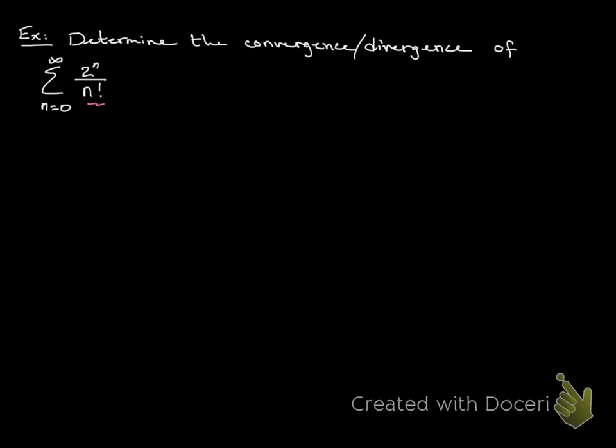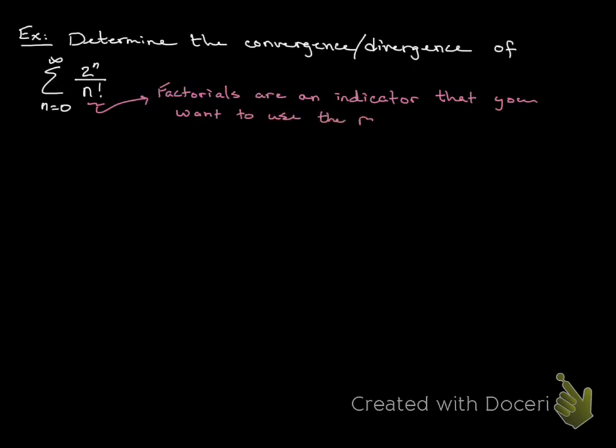This doesn't really resemble a p-series, a little bit of geometric with the 2 to the n in the numerator, but there's not going to be a common ratio from each term to the next because of that n factorial in the bottom. Okay? In fact, factorials are a nice indicator. Factorials are an indicator that we want to use the ratio test. And the ratio test works rather nicely with factorials. And I'll show you why.